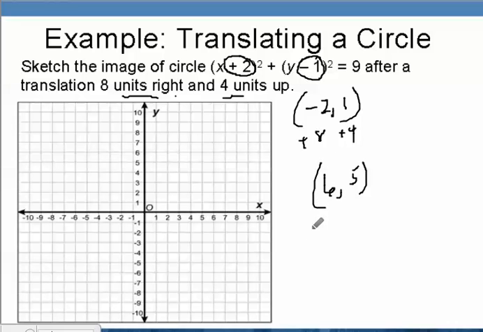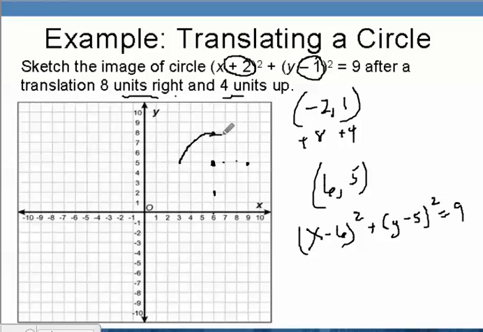So I can write the equation real simply. That'd be x minus 6 quantity squared plus y minus 5 quantity squared will be equal to 9. I can sketch it easily enough. I go to 6, 5, put my center in there, and then I'm going 3 units in each direction. 1, 2, 3, 1, 2, 3, 1, 2, 3, 1, 2, 3, and I'm going to draw my circle, connecting the points together, and I have got my translated circle.